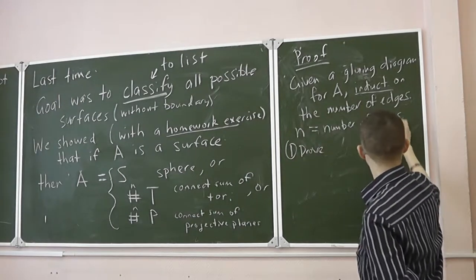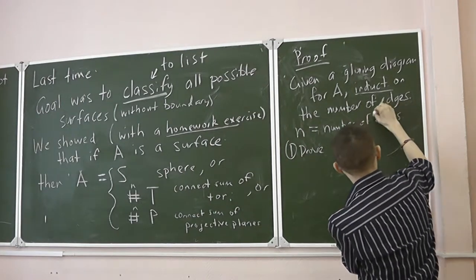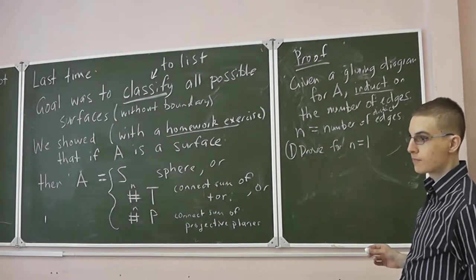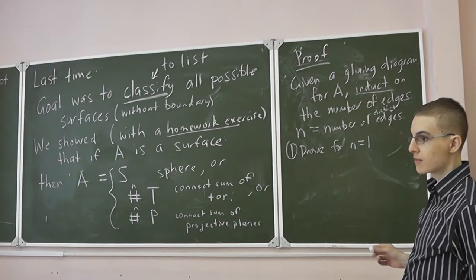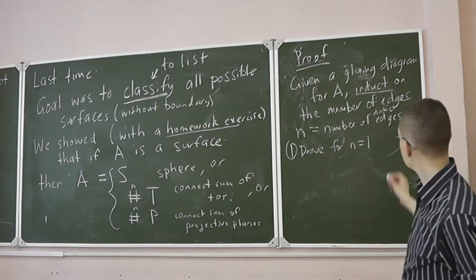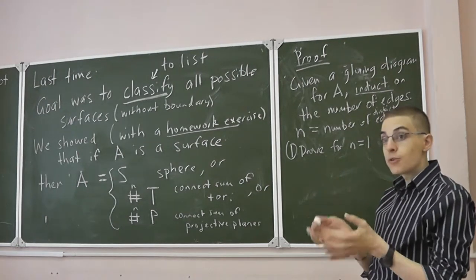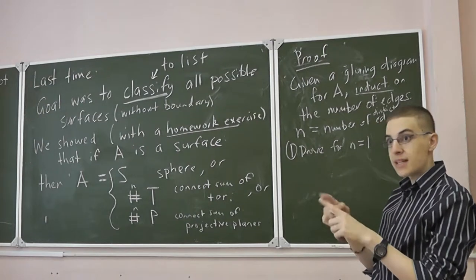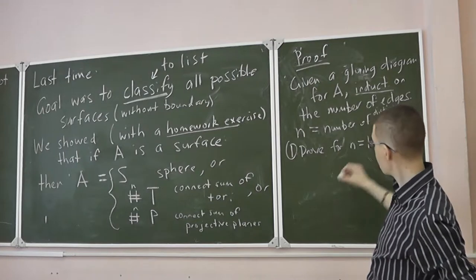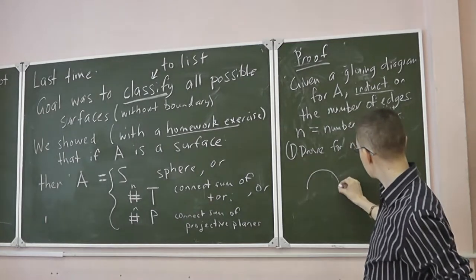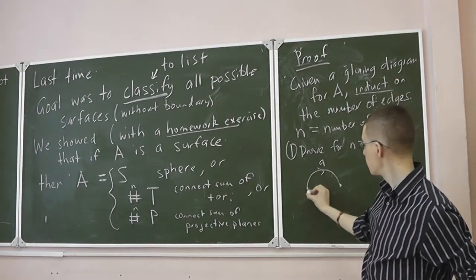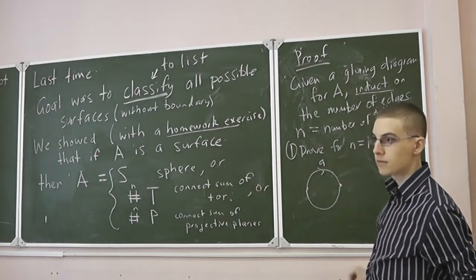And so remember, these are distinct. One distinct edge. If it has only one edge, then it is either a sphere or a projective plane. Because remember, when we do a gluing diagram, each edge is paired up. When I say one distinct edge, what I mean is we have the edge A, and we've got to have it paired up somewhere. We only have one possible.